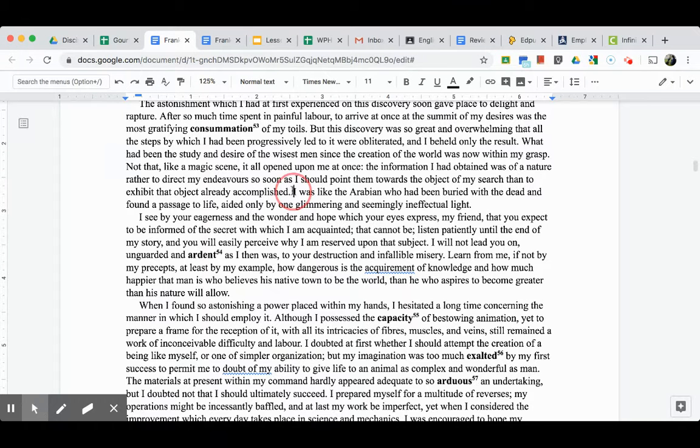I believe here he's referring to a very common myth or tale from the 1001 Arabian Nights about a man who was buried alive and was able to find a way out.